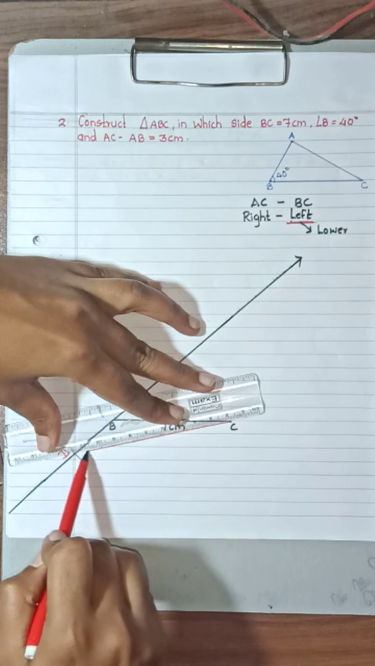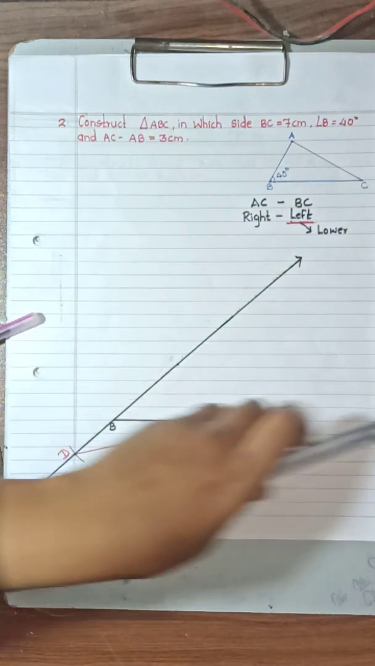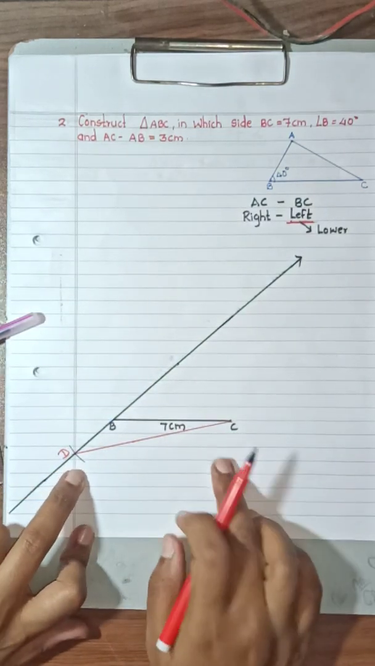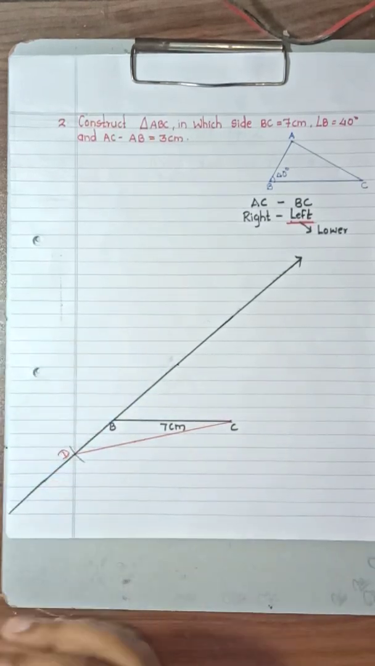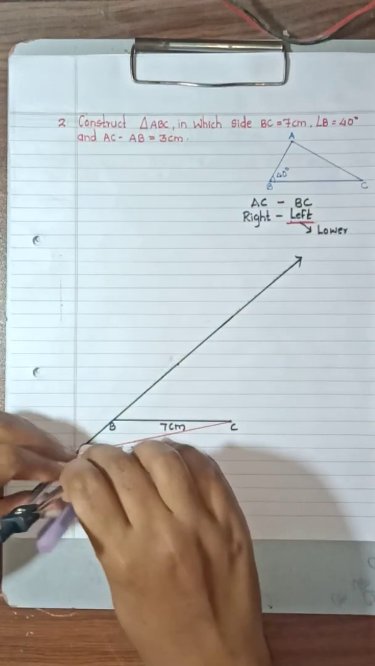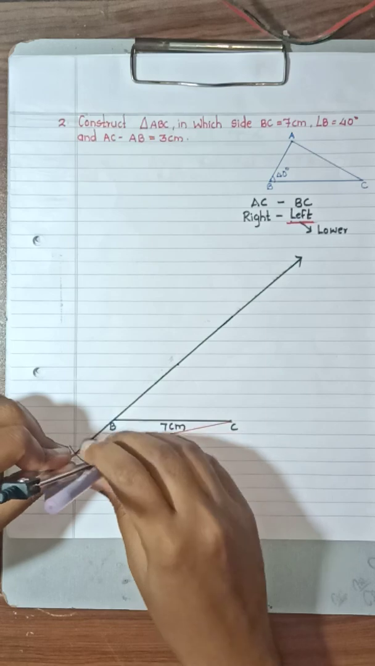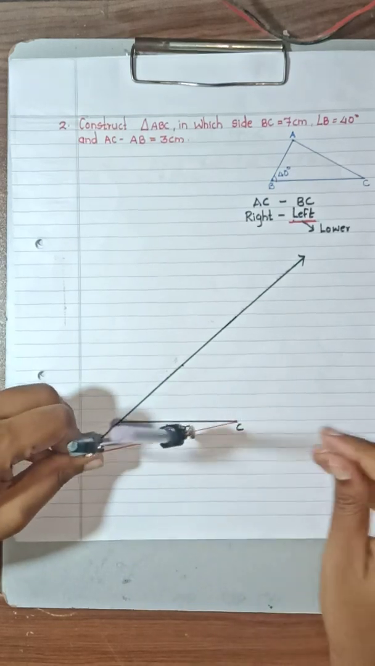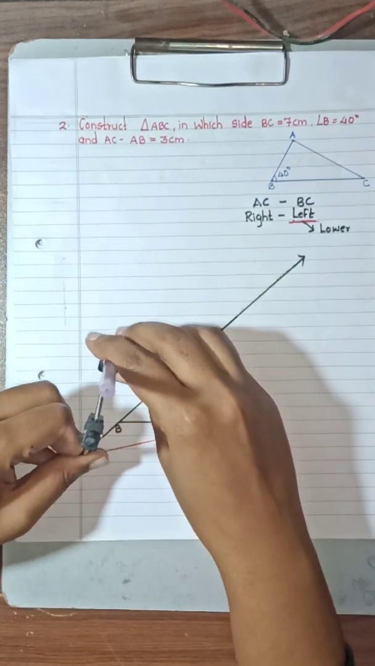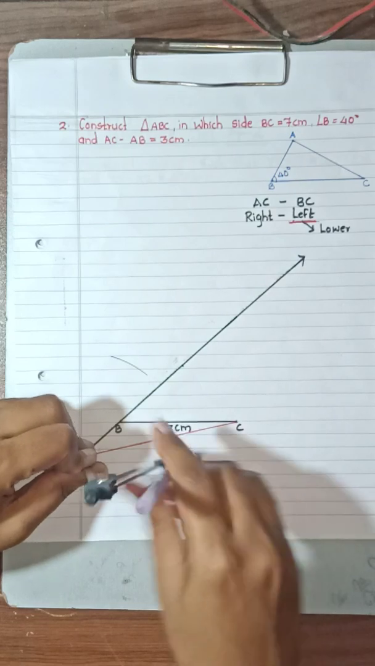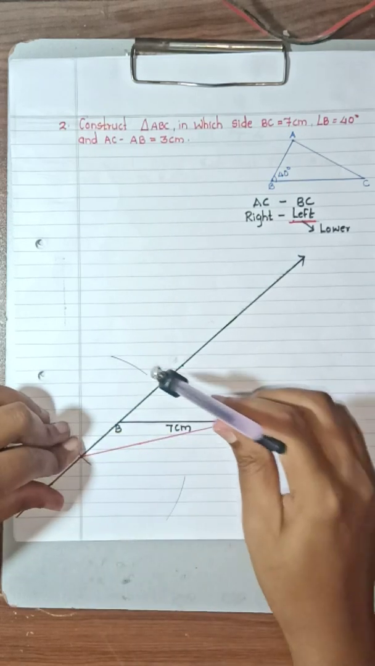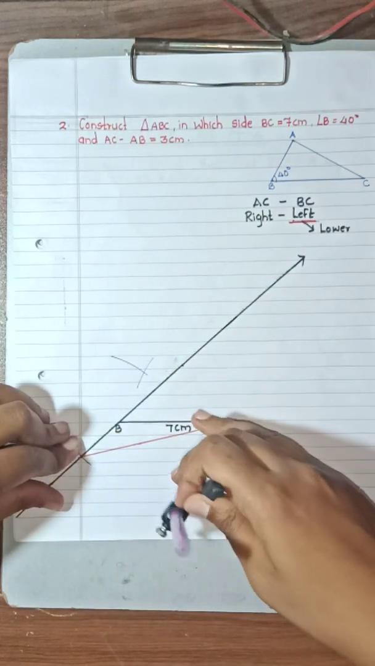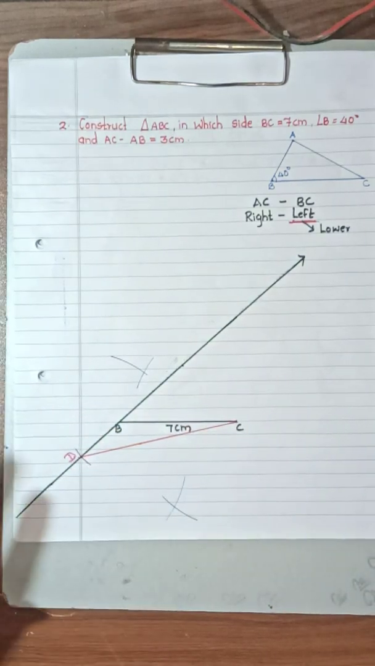Now what we are going to do is, we'll measure more than half the distance between C and D. We'll draw the perpendicular bisector over here now.